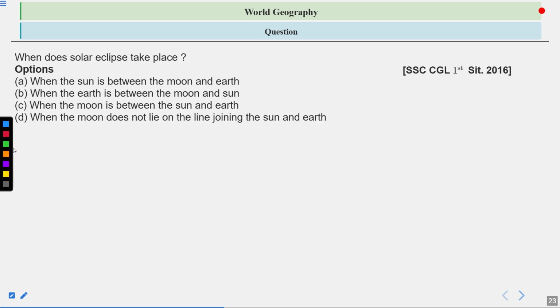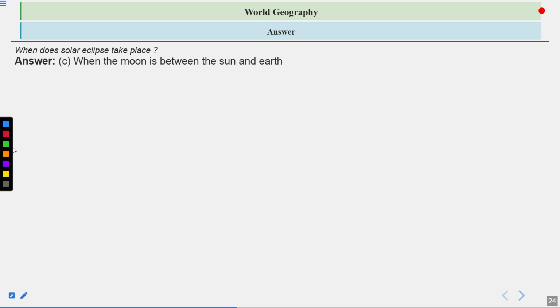When does solar eclipse take place? When the sun is between the moon and the earth, when the earth is between the moon and the sun, when the moon is between the sun and earth, when the moon does not lie on the line joining the sun and earth. So, solar eclipse is a situation in which it seems like the moon has completely covered the sun, and that occurs in the situation that is C option, when the moon is between the sun and the earth.